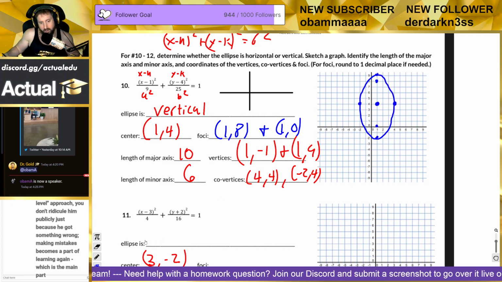Okay. And if the teacher really wants you to label the axes and stuff, you can do it like this. All right, cool. Does that make sense?